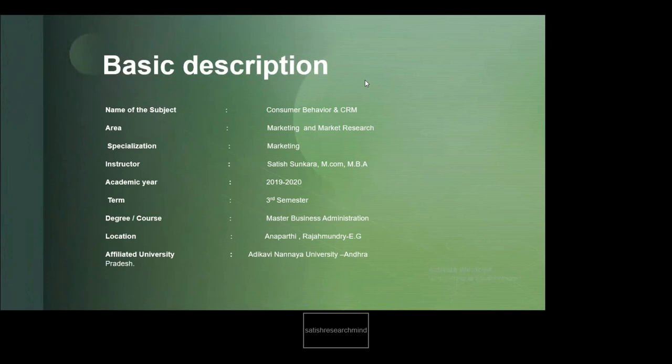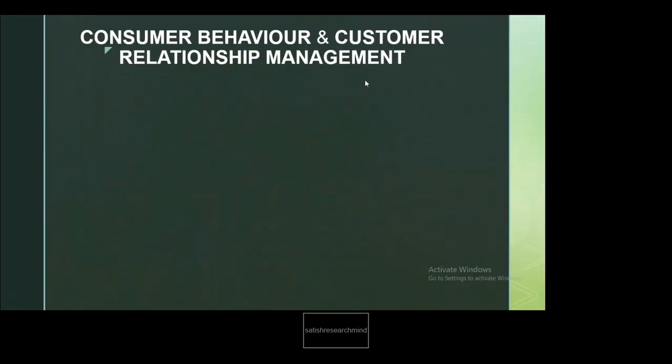This is the basic description about the course code and name of the subject: consumer behavior, as an area of marketing and market research. The specialization is marketing, and the instructor is me, Satish Sankara. The academic year is 2019-20, the term is the third semester, the degree is Master of Business Administration, and the location is Anaparthi and Rajahmundry. The affiliated university is Adikavi Nannaya University, Andhra Pradesh.